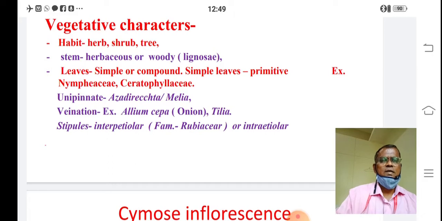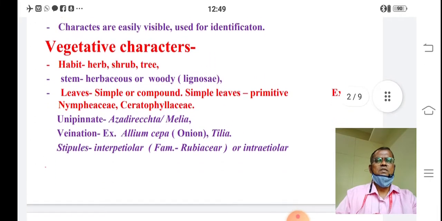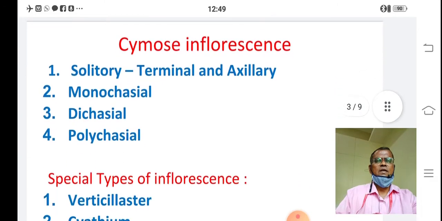So today we are taking the practical of this family Rubiaceae. There is inter, meaning in between the two petioles, and intra, meaning at the base of the petiole. It is called as the inter. So these are all the morphological characters considered, but you just have to remember it. Then after that, reproductive characters are there.